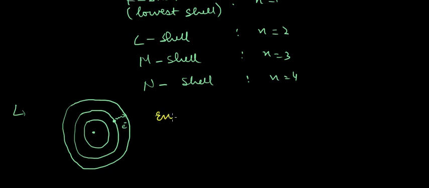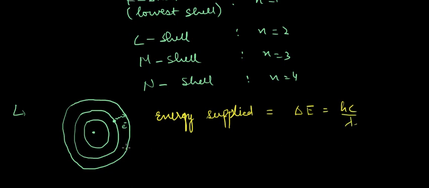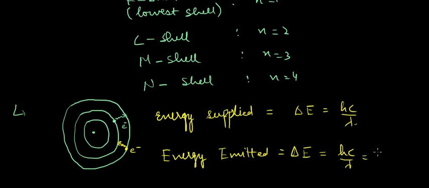So the energy supplied would be delta E equals hc by lambda. And if this electron goes back again from a higher orbit to a lower orbit, then it would emit energy. The energy emitted would again be hc by lambda, or you can also have h nu, where nu is the frequency of the photon.